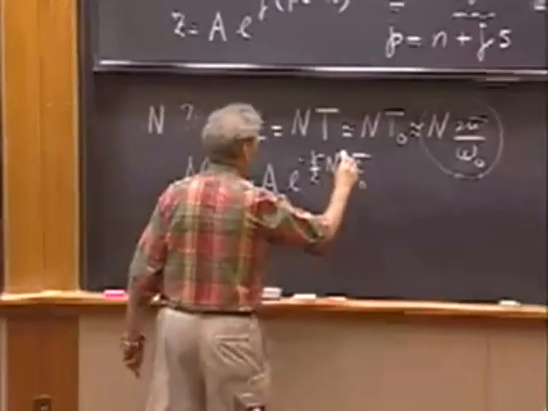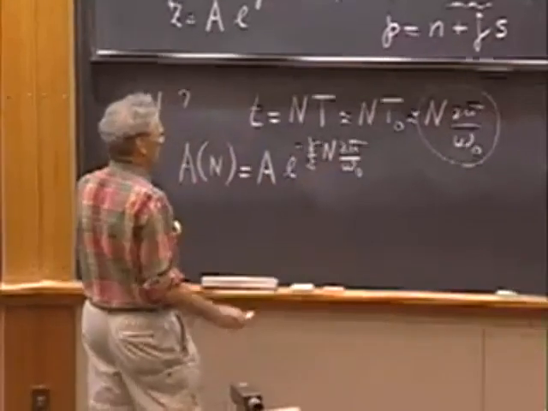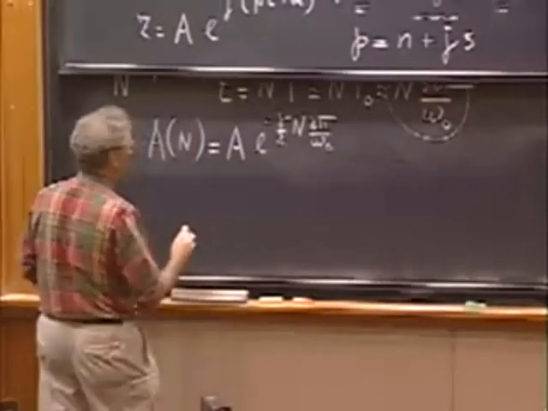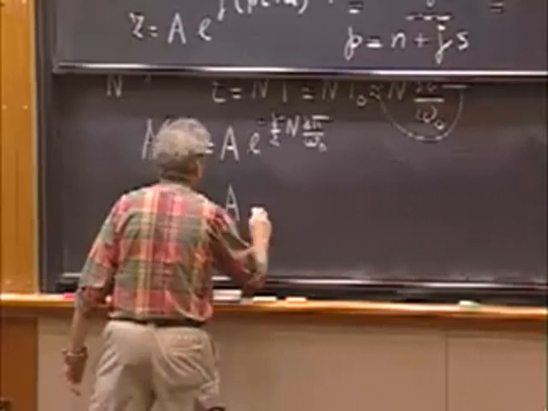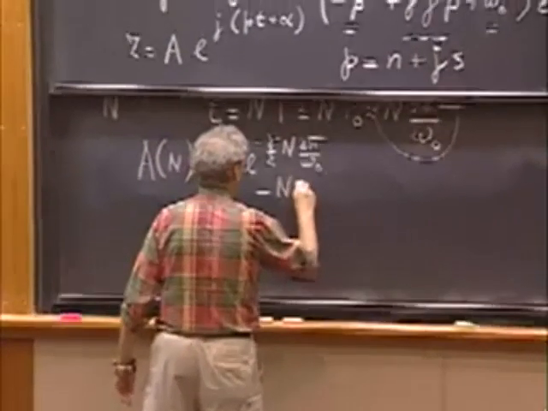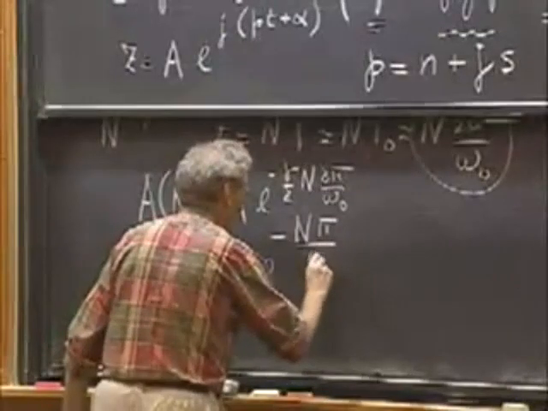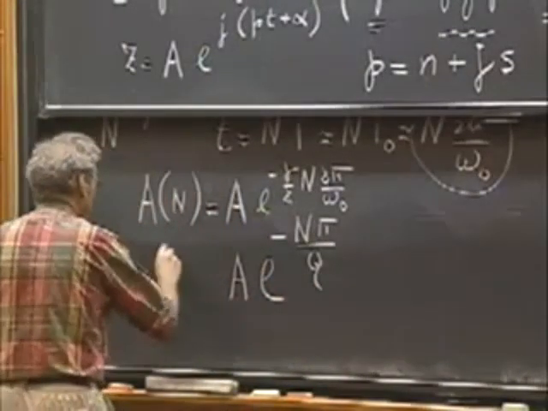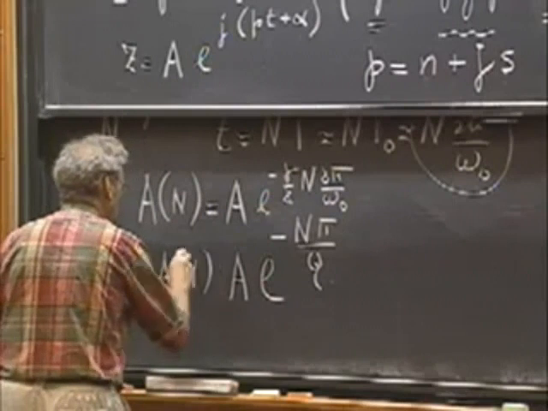And you lose a 2, but omega 0 divided by gamma is Q, and so now you have it in a form which is minus n times pi over Q. Now, is this any different from what we had before?